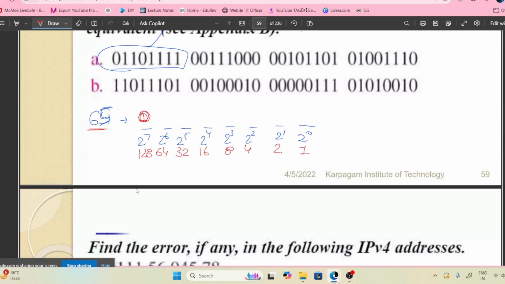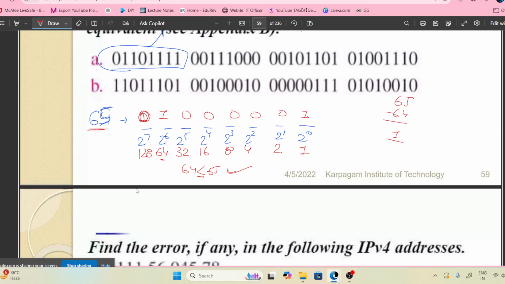Now next we are having 64. So 64 is smaller than 65, so I can take this number and write 1 here. Now I have used the 64, so 65 minus 64, what did I get? I got 1. So where is 1? Here is the 1, so here we write 1. The remaining will become 0, 0, 0, 0, 0, 0 like this.